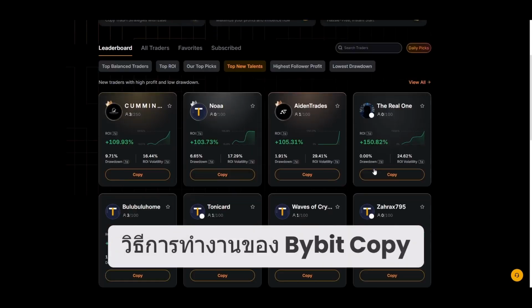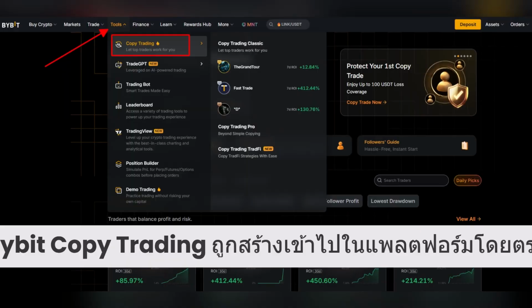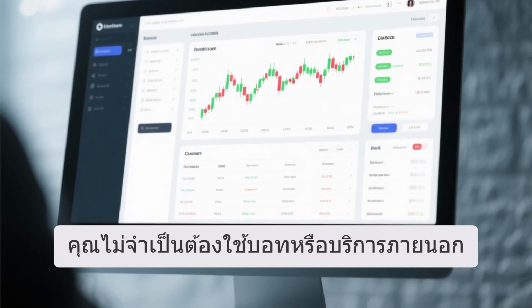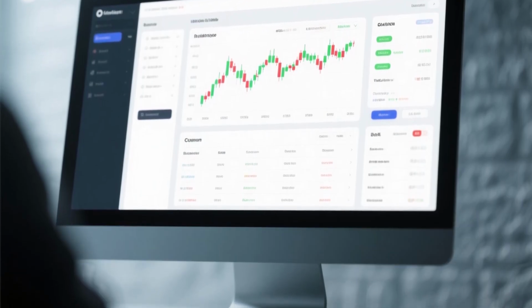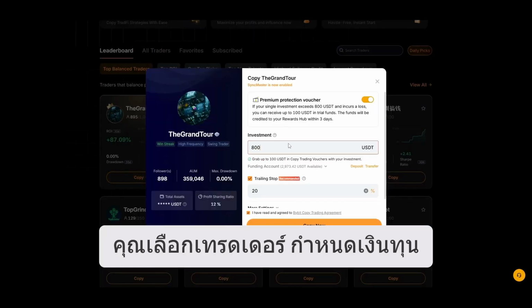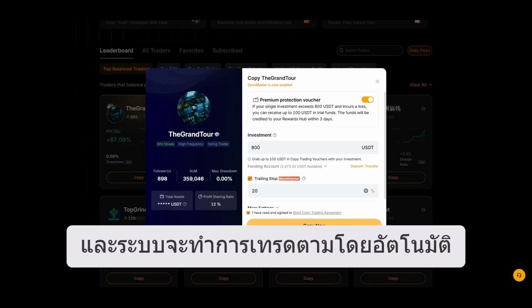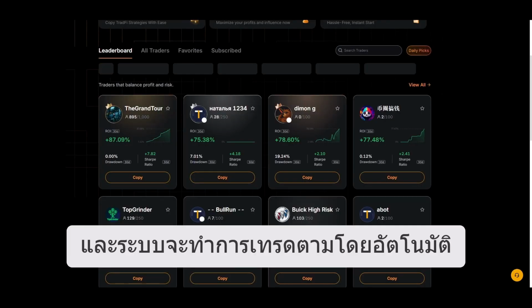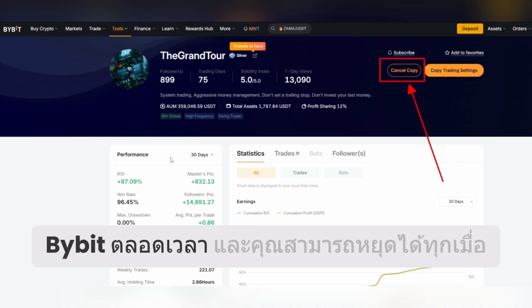How Bybit Copy Trading works. Bybit Copy Trading is built directly into the platform. You do not need third-party bots or external services. You choose a trader, decide how much capital you want to allocate, and the system mirrors their trades automatically. Your funds stay in your Bybit account the entire time, and you can stop copying whenever you want.